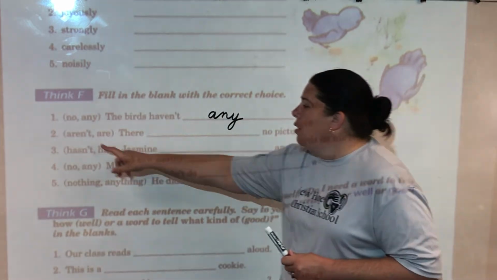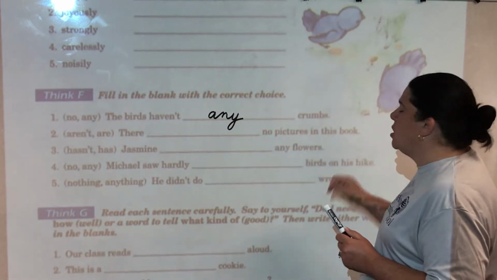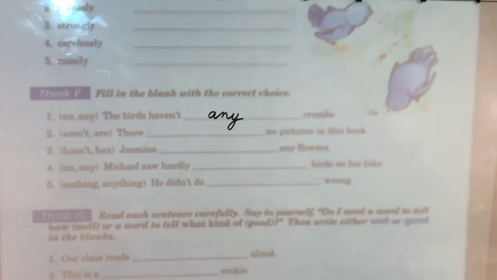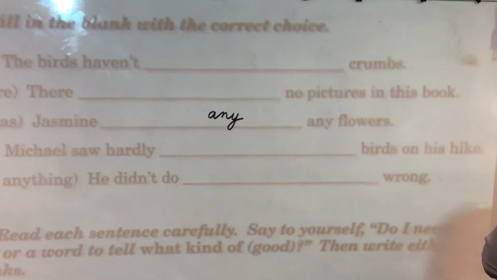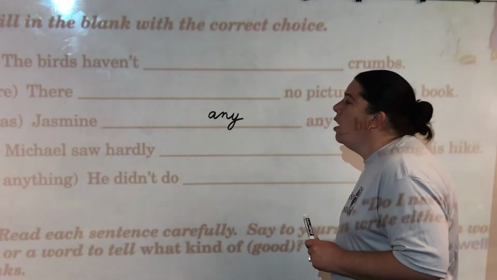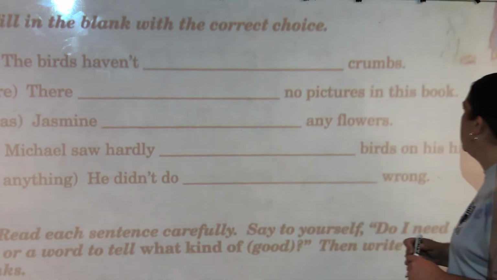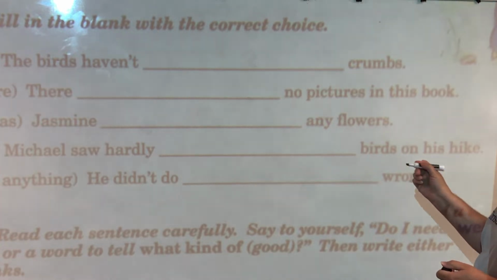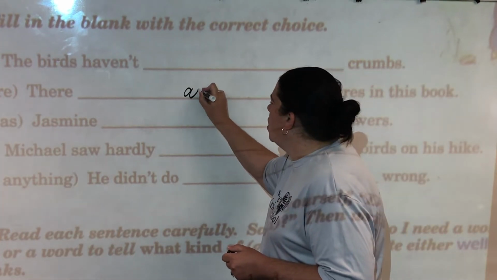So we have aren't or are. There blank no pictures in this book. Let's make this a little bigger so you can see in case you don't have your paper with you. There aren't or there are no pictures in this book. Remember, only one negative, and we already have a negative, so we need are.